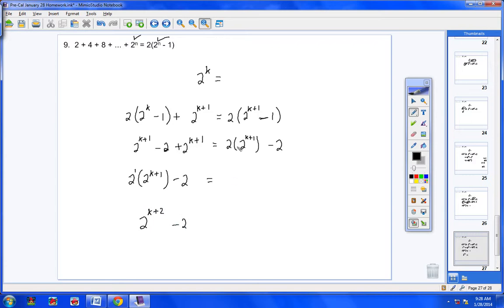Then do the same thing over here. 2 to the 1 times 2 to the k plus 1, multiplying like bases, so write your 2. Add your exponents. 1 plus k plus 1 is k plus 2 minus 2. That's fine. I don't care as long as the two sides match. Okay? Last problem and we're finally done.